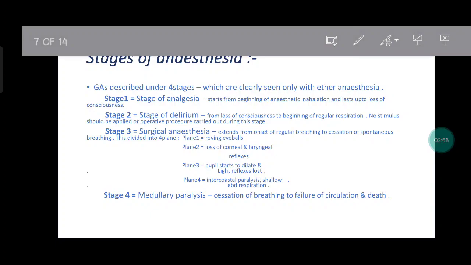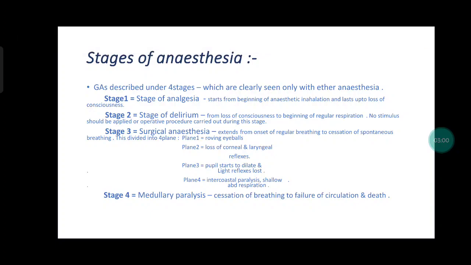Stages of anesthesia. General anesthesia is described under 4 stages, which are clearly seen only with ether anesthesia. Now, stage 1 is the stage of analgesia. It starts from the beginning of anesthetic inhalation and lasts up to the loss of consciousness. Stage 2 is the stage of delirium, from loss of consciousness to the beginning of regular respiration. No stimulus should be applied or operative procedures should be carried out during this stage.